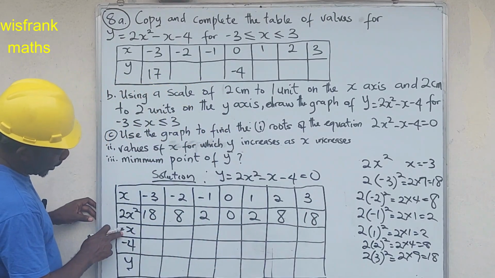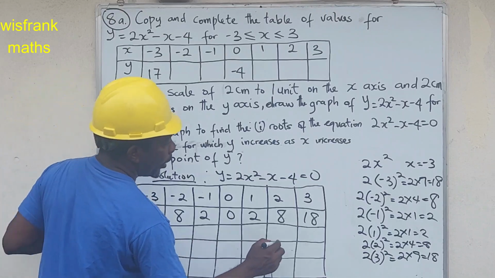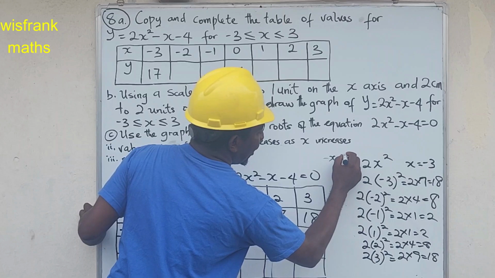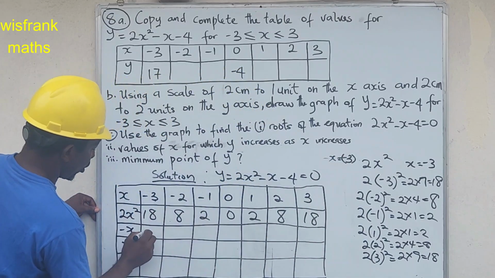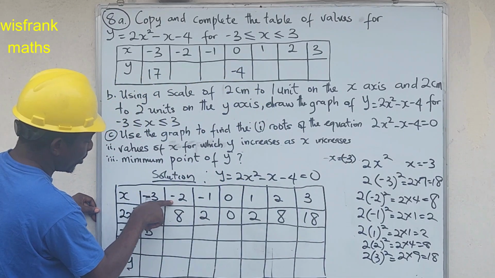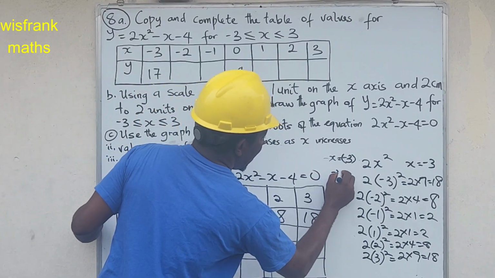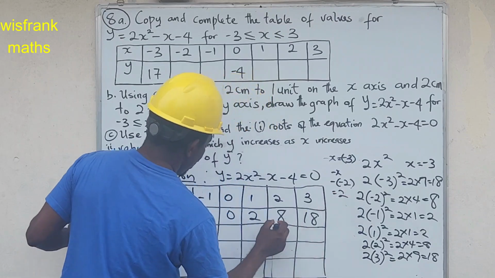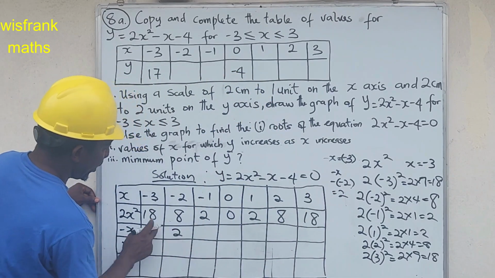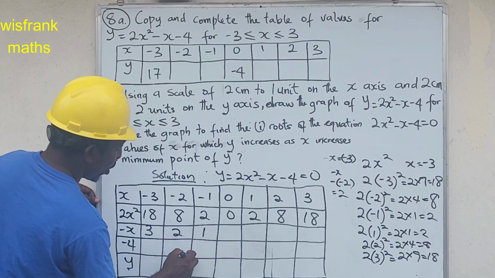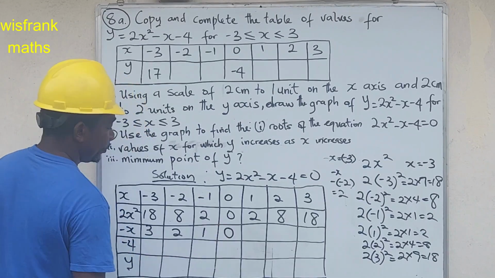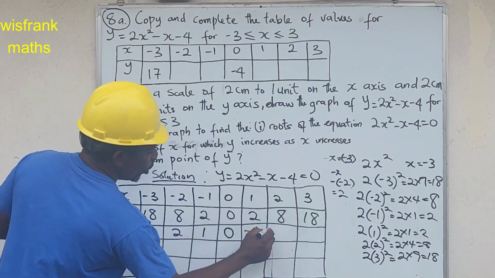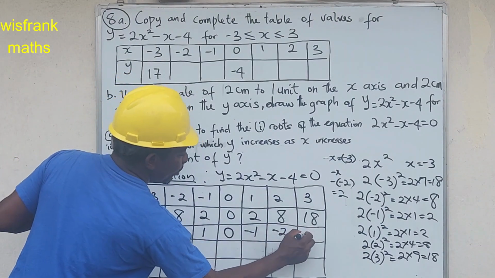For −x here, when x equals −3, we have −(−3), which becomes 3. When x equals −2, −x equals −(−2), which is 2. So here will become 2. When x is −1, this one will become 1. When x is 0, it is 0. When x is 1, it becomes −1. When x is 2, it becomes −2 here. When x is 3, it becomes −3.